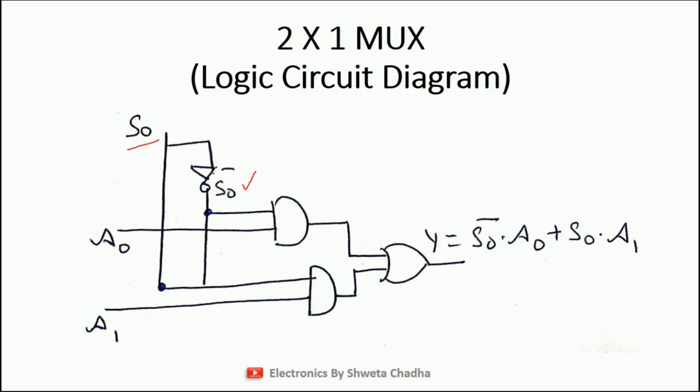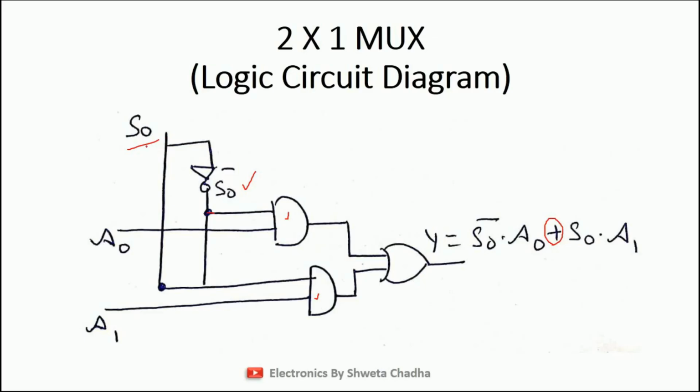Now let us try to calculate the value. The Boolean expression was S0 bar dot A0. So this is S0 bar dot A0, dot means AND gate. Next is S0 dot A1. So this line is S0, so S0 dot A1, dot means AND gate. And there is a plus in between both. Plus means OR gate. So this is how you can implement any logic circuit diagram of a multiplexer.